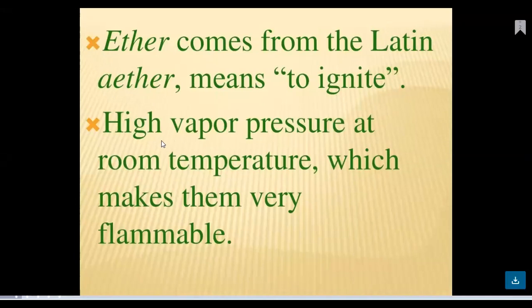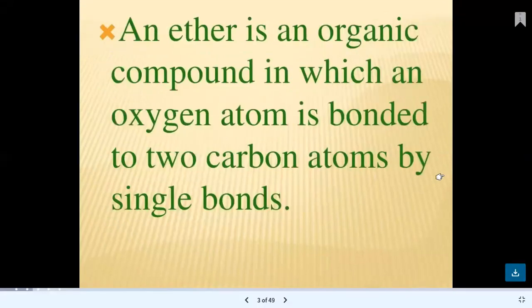It has a high vapor pressure at room temperature, which makes it very flammable. That means volatile. I think that's how you told me. It reads volatile. It's a substance that evaporates easily. That's ether.